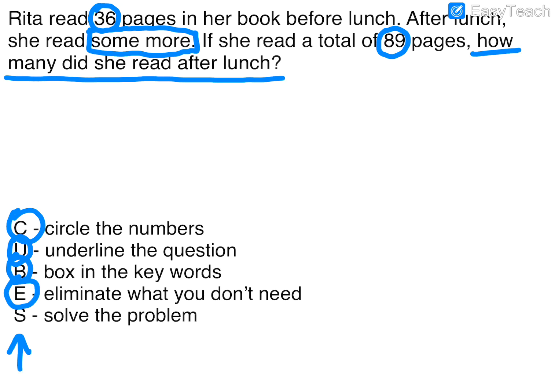Now, there's a lot of things we don't really need here in the story. She could be reading book pages. She could be counting pencils, all kinds of stuff. That's not really necessary. What's necessary is the numbers, the key words, and what the question is. The last step in the CUBES method is to solve the problem.